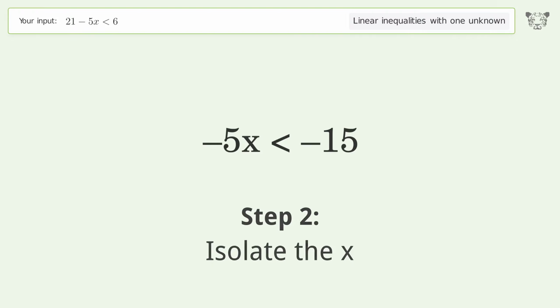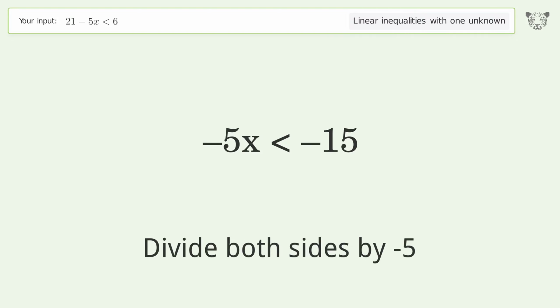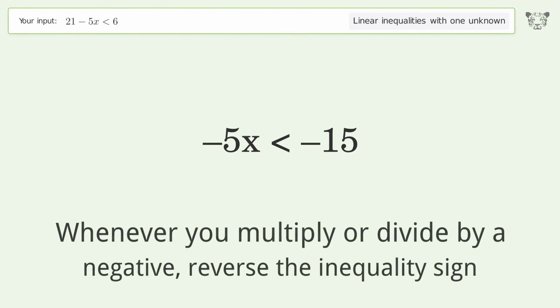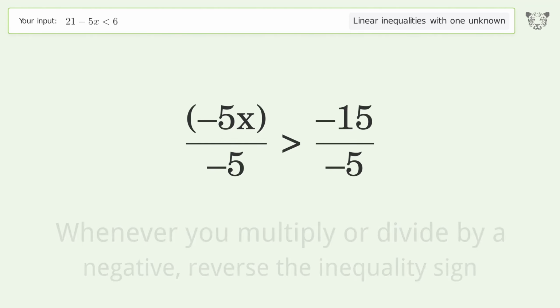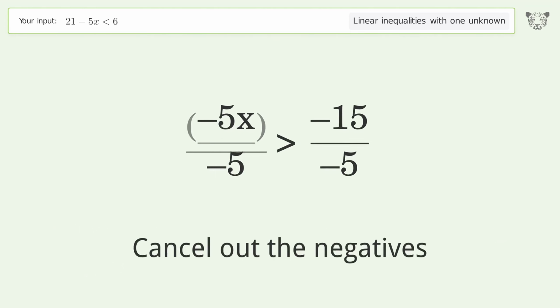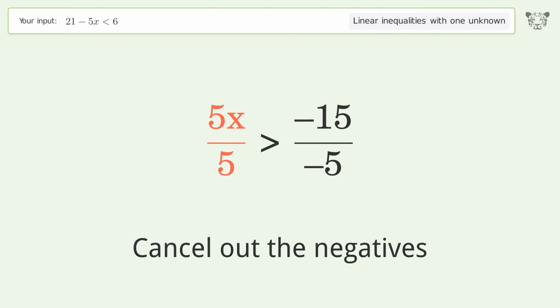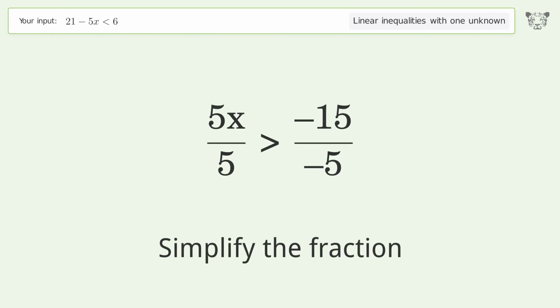Isolate the x. Divide both sides by -5. Whenever you multiply or divide by a negative, reverse the inequality sign. Cancel out the negatives. Simplify the fraction.